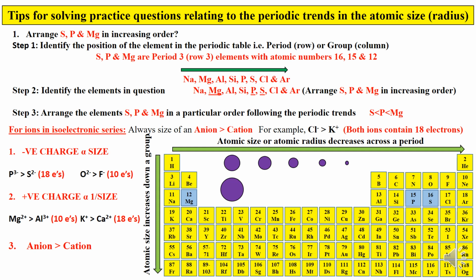And third and the most important rule, always in the isoelectronic series, the anion will be bigger in size as compared to the cation. For example, chloride ion and potassium ion both are isoelectronic in nature with 18 electrons each. But chloride ion will be bigger in size as compared to potassium. So always remember, in questions involving ions in isoelectronic series, the size of anion will always be bigger than the cation.